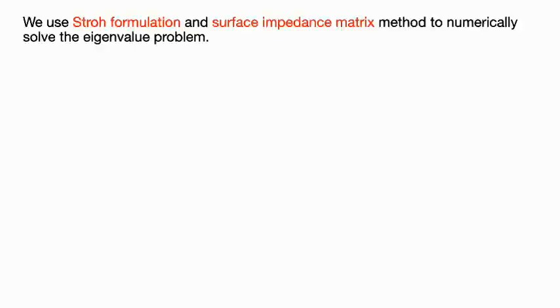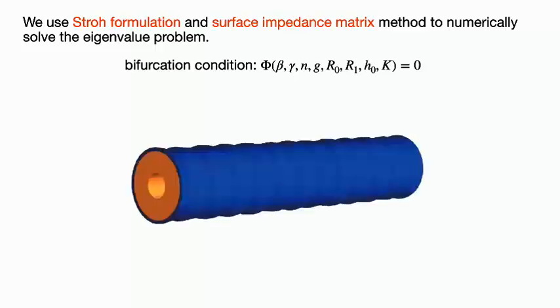Okay, and here we use the Stroh formulation and the surface impedance matrix method to numerically solve the eigenvalue problem. And I don't want to show any details, I just want to show some results. This is a bifurcation condition. We have the different parameters, modulus ratio beta, different growth gamma, with mode number n, the pre-growth g, R0 is the inner radius of the muscle, and R1 is the outer radius of the muscle, and H0 is the thickness of the skin, K is the stiffness of the spring. This is the target geometry. So this is the eigenshape of the wrinkled state.